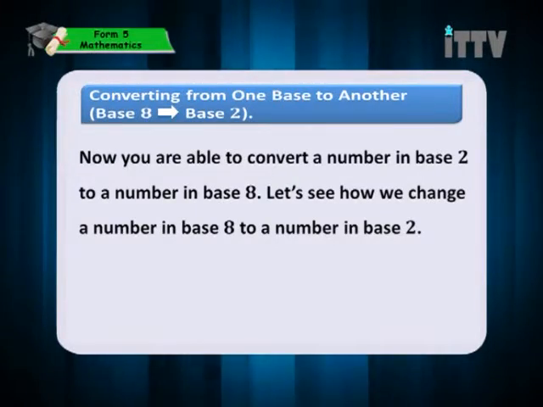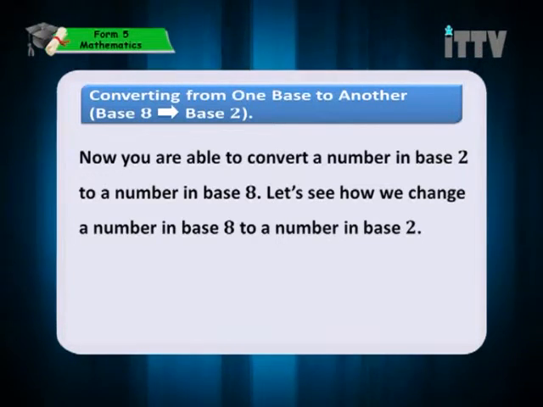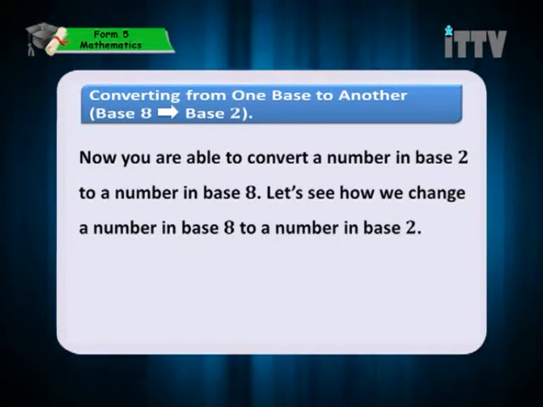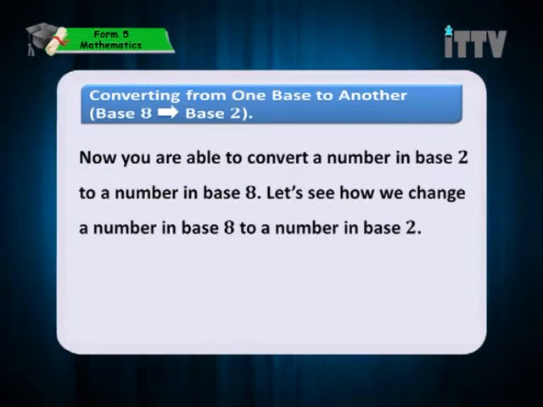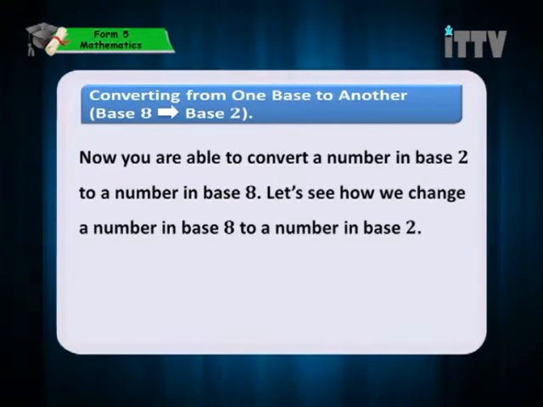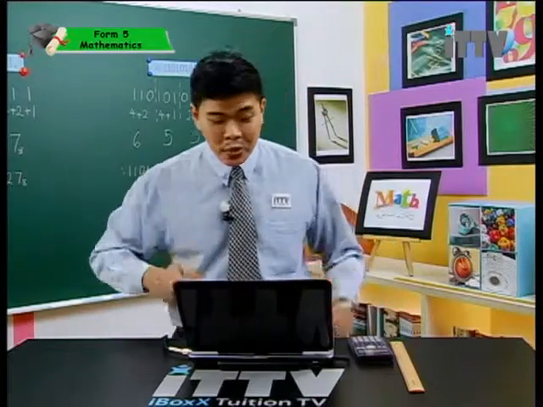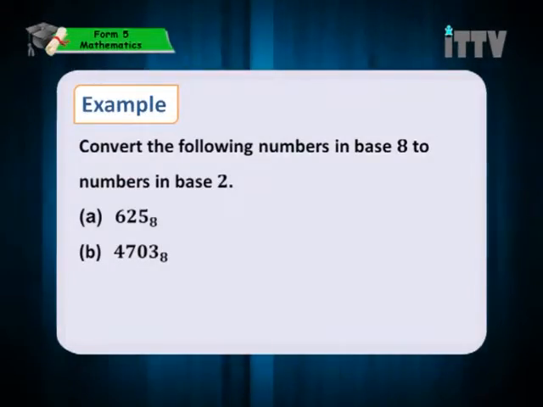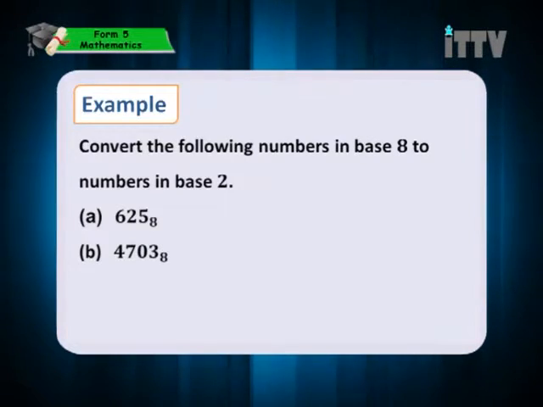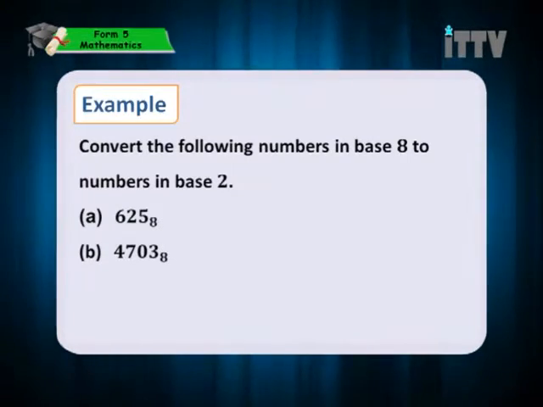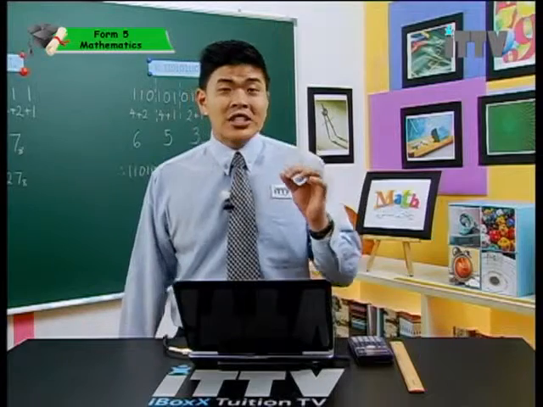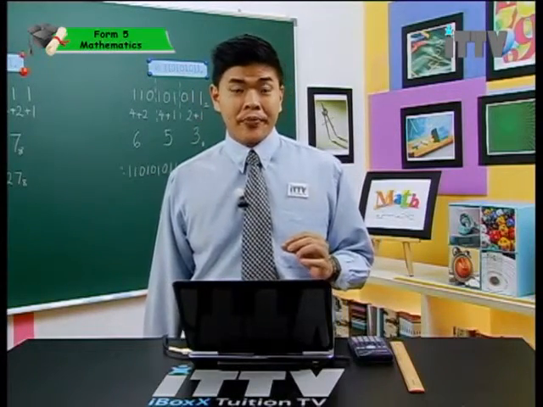Now let's take a look at the other way around. Converting from one base to another, base 8 to base 2. Now you are able to convert a number in base 2 to a number in base 8. Let's see how we change a number in base 8 to a number in base 2. It's basically the reverse process. Convert the following numbers in base 8 to numbers in base 2. A. 625 in base 8. B. 4703 in base 8.